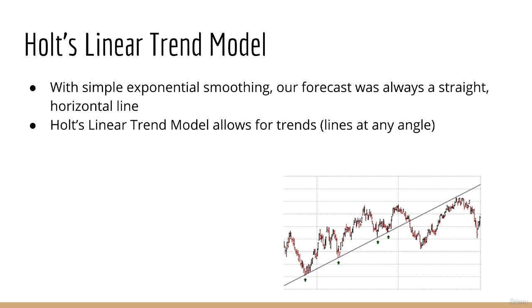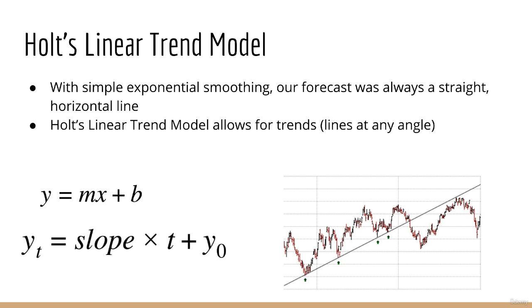Let's start by considering what a linear trend might look like. Well, linear means line. We know that the equation for a line in general is y equals mx plus b. Let's suppose that instead we say y sub t equals slope times t plus y naught. This doesn't change anything. All we've done is replaced x with t and b with y naught.